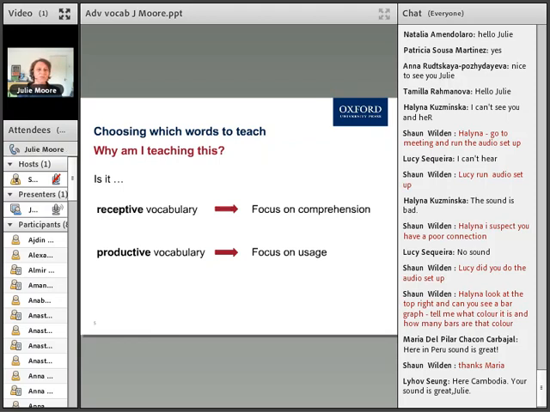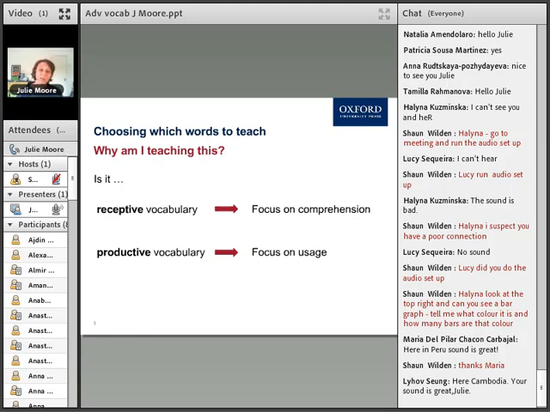And if we're looking at vocabulary that's mostly for receptive use, then we need to focus on comprehension, on the meaning of the vocabulary. We don't necessarily then need to follow that up with exercises that practice production. We don't necessarily need to get our students to use those words in sentences if we don't think they're going to be useful for them to use.